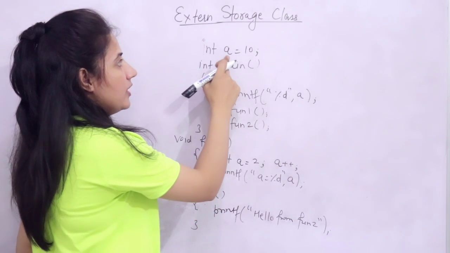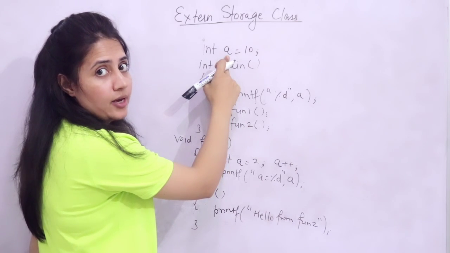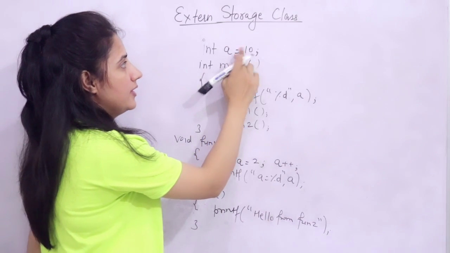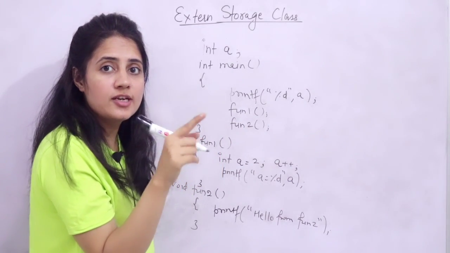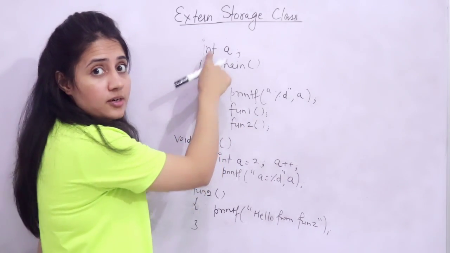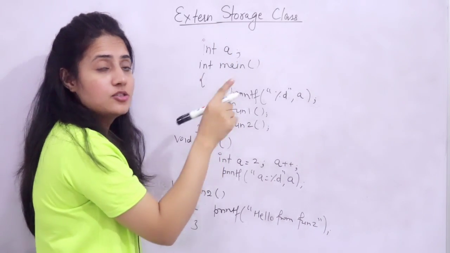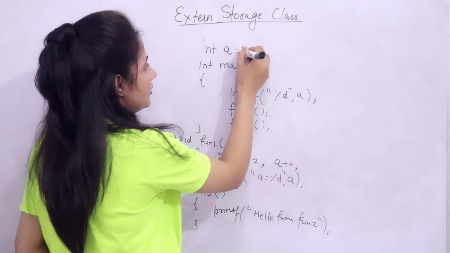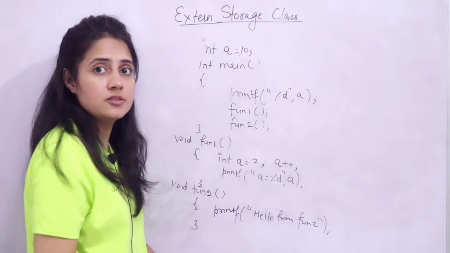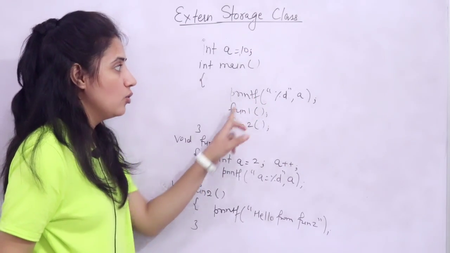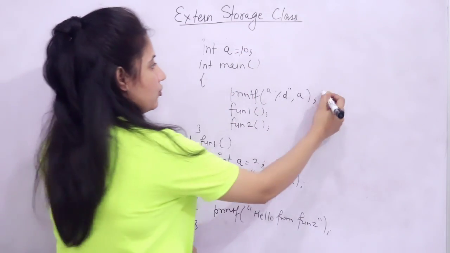We have a global variable a, which I have initialized with 10. If you do not initialize it, then by default a global variable is initialized with 0, and a global variable comes under which category? The external storage class. But here I am initializing it with 10. In main I am just printing a. Which a will it access? Obviously in main we don't have any local variable, so it will access this a. So 10 would be printed.